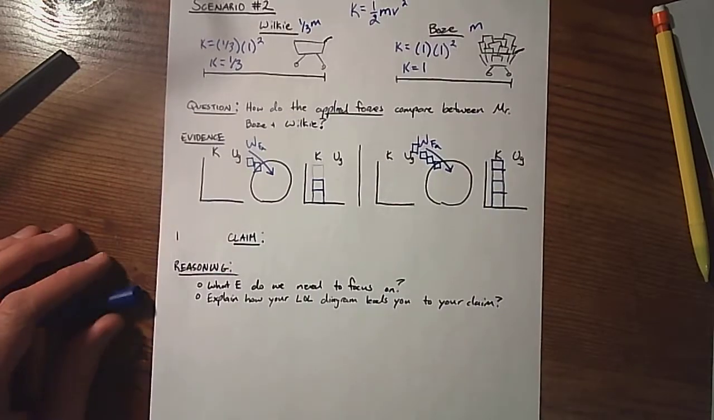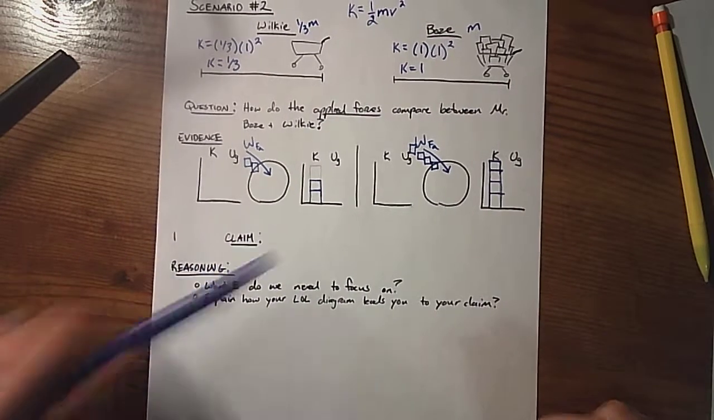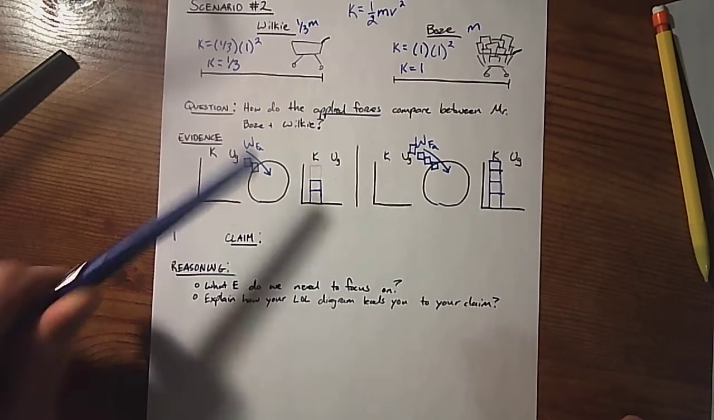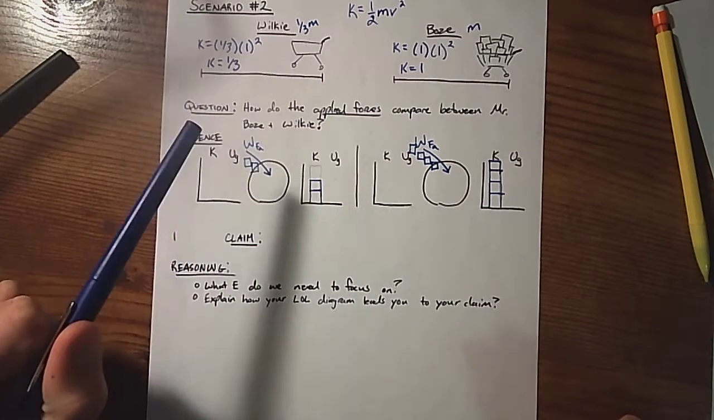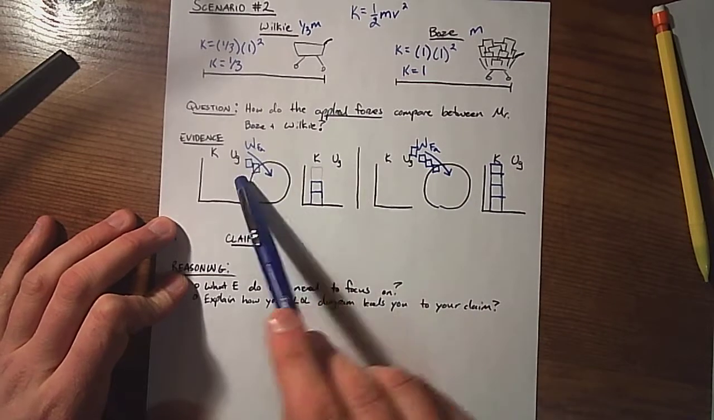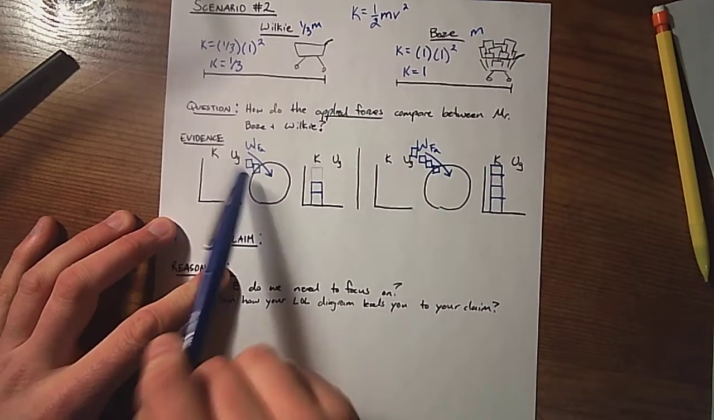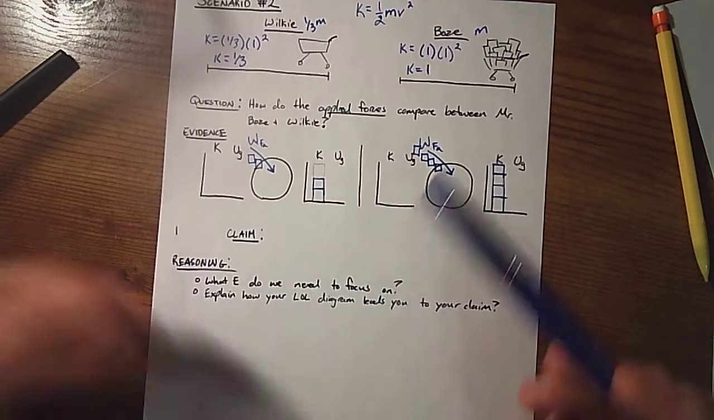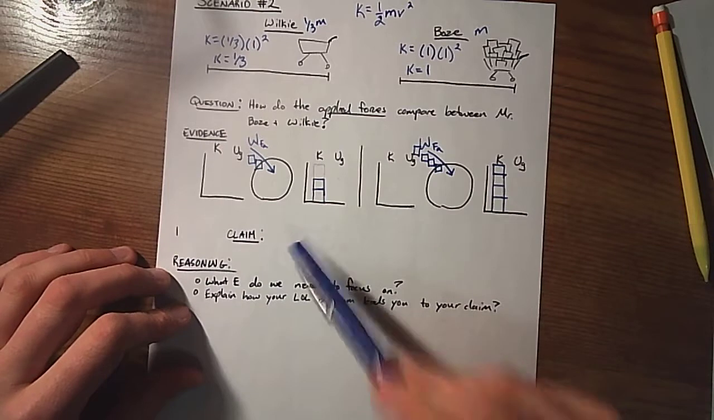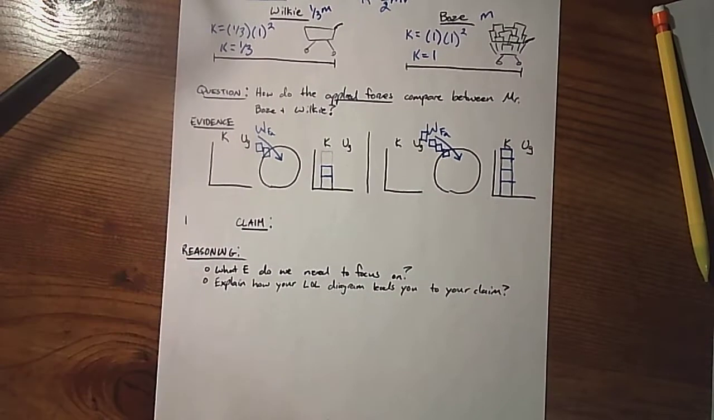All right. So what I could do now is maybe try to answer my claim. I could say, all right, how do the applied forces compare for Bose and Wilkie? And notice that these boxes are not the applied force. This is just the work. This is just the energy that's going into the system. So I can't answer it directly by looking at my LOL. I'm going to have to do a little bit more. So I'm going to hold off on the claim right now, and I'm going to get to the reasoning. Maybe that'll help me out, especially this first question. What energy do we need to focus on?